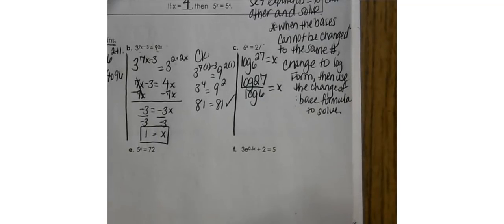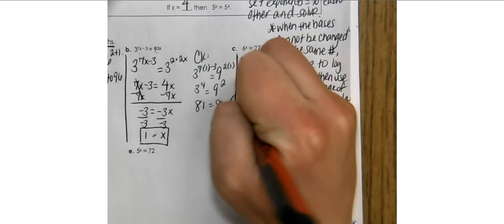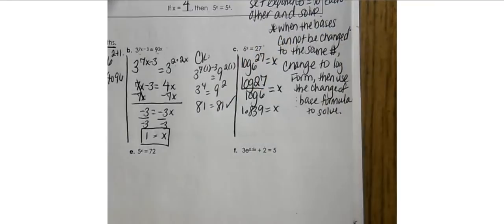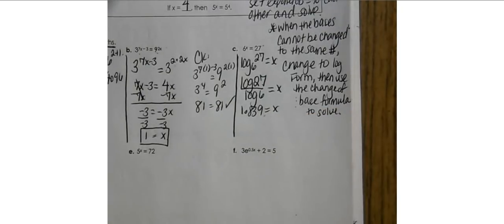So I'm going to put into my calculator log of 27 divided by log of 6. And when I do that, I end up with 1.839. So 1.839 is equal to x. And this is the number that I'm going to use to check. Now clearly this is an approximation, so when you plug it back in, your answer might be slightly different. It might not necessarily be exactly the number that we get.